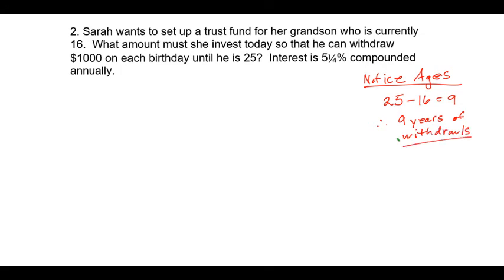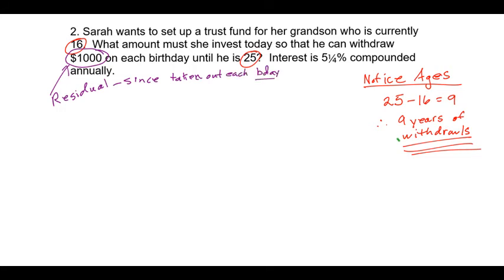So now let's go and circle the important numbers. We have 16 and 25, and look, there's also 1,000. Now, that 1,000 is what we're actually withdrawing or pulling from the bank account that the grandmother set up. Now, remember, a residual is something that we're always taking out or always depositing. Now, since it's always being taken out each time, we're going to say that it is a residual, the R value.